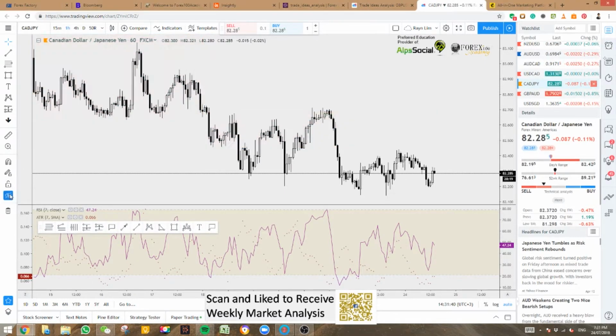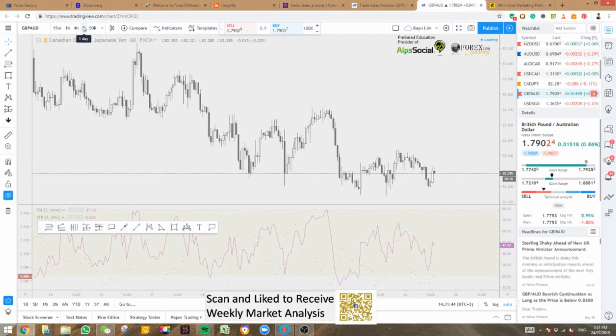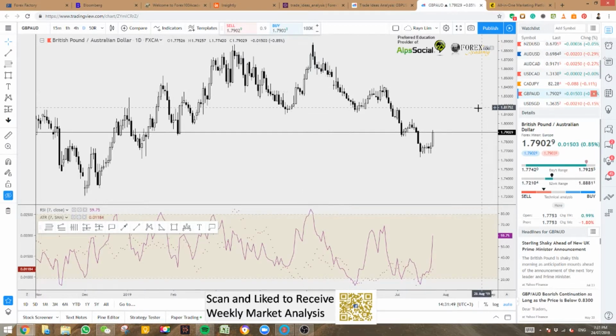Last pair. If no questions, that's it. Pound Australia on the daily chart. On the daily chart, market has broken a new low, went back up into this sell zone area. But with this very strong bullish candle, you might want to reconsider if you are going to engage for a selling opportunity.